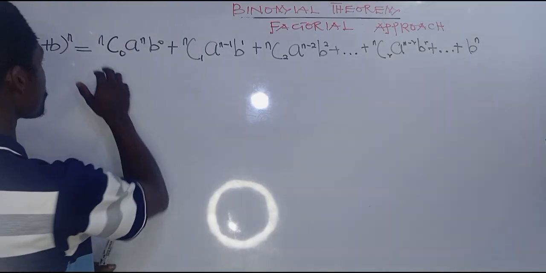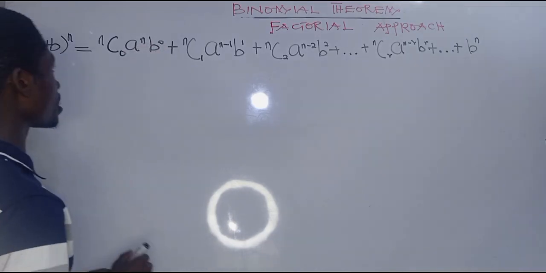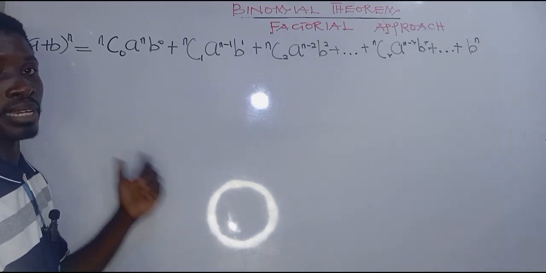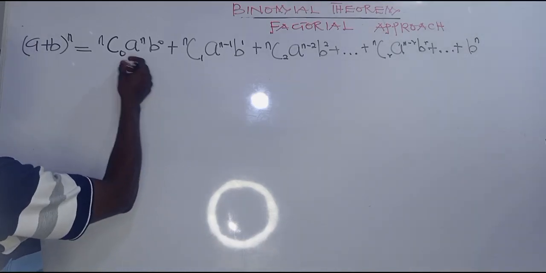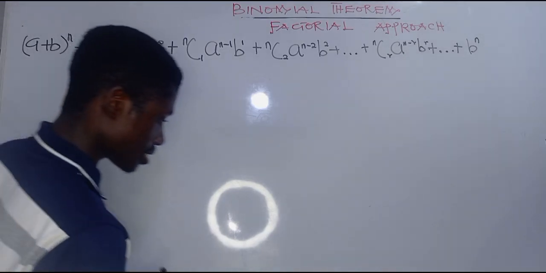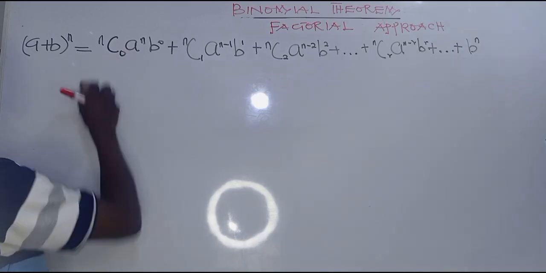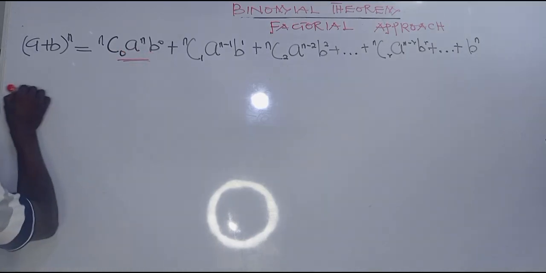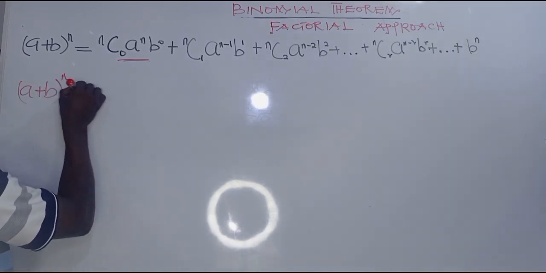So we have n combination 0, a raised to the power n, b raised to the power n, where a is the first term, b is the second term, and n is the power of the binomial expression. So we are looking at this very term, the first term. So let's look at the first term, this one. So we are saying that, so let me write it here, (a + b) raised to the power n.